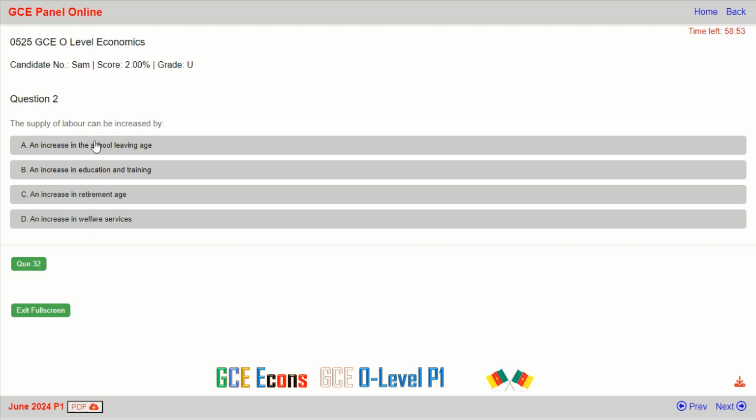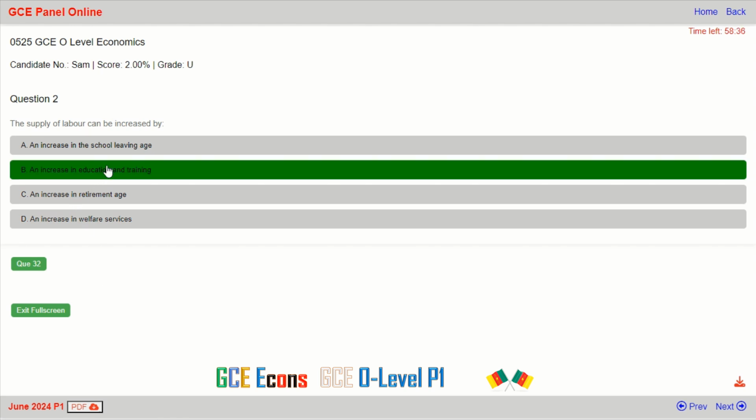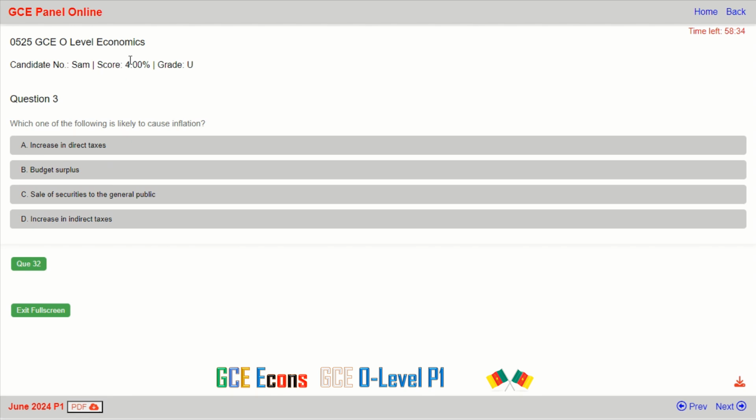Question 2, the supply of labor can be increased by: A, an increase in school leaving age; B, an increase in education and training; C, an increase in retirement age; and D, an increase in welfare services. Okay, so here we have an increase in education and training. So my score now is 4%.